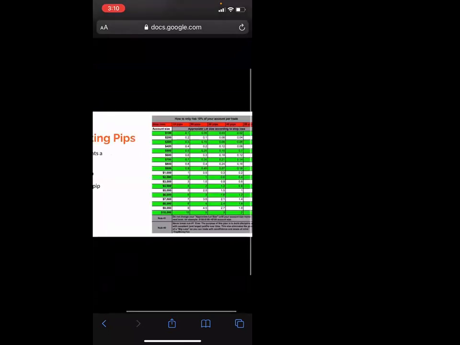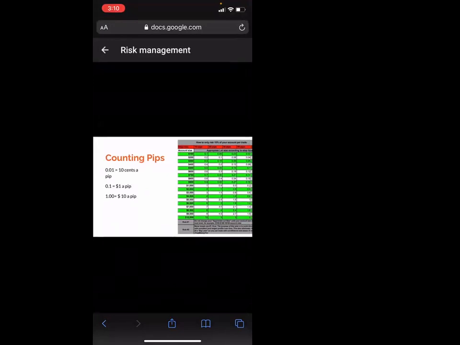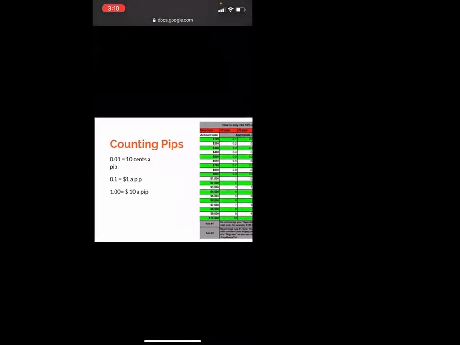All right, so boom. First thing is counting pips. As y'all know, when it comes to risk management, it really has the most to do with your lot size. So you have to be able to understand what different lot sizes mean when you are following proper risk management. So we're going to start with the different types of lot sizes.